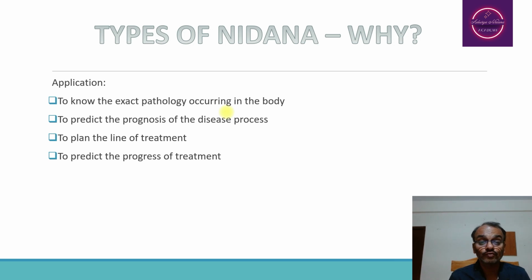So knowing the exposure to Nidana is very essential to predict the progress of the treatment, in the sense of how far he is responding to the treatment. That can be very well identified. This is the significance of knowing the types of Nidana.